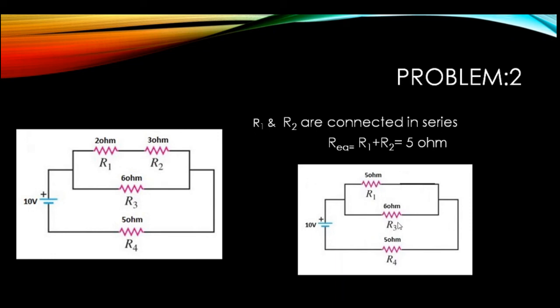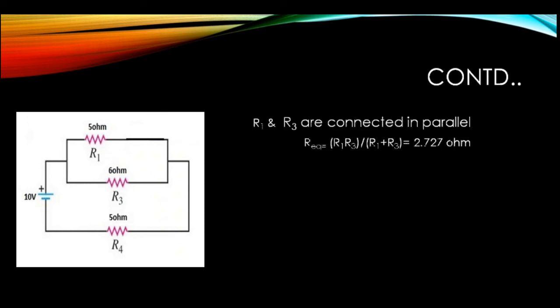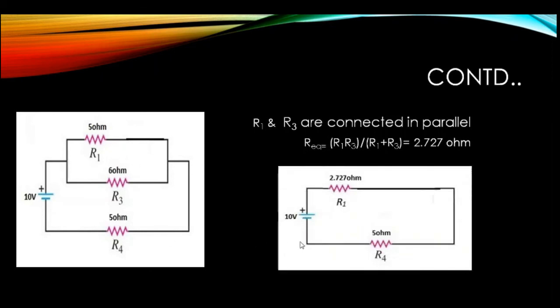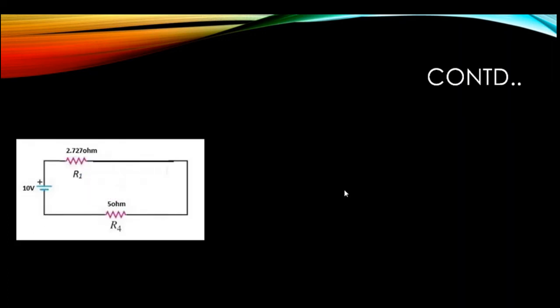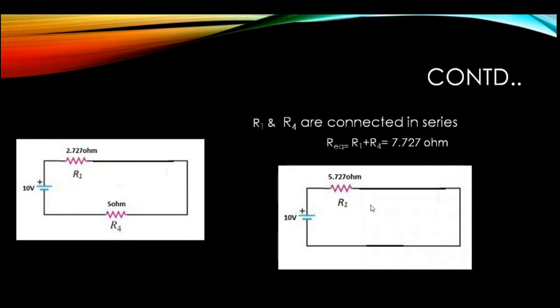Now this 5 ohm and 6 ohm are connected in parallel. So we will solve that first using the parallel formula. Once we solve it, we get 2.727 ohm. These 2 resistances will become 1 resistance. So this is the reduced circuit here. Now these two resistances are connected in series. So 5 plus 2.727, which is 7.727 ohm. So this is the reduced circuit.